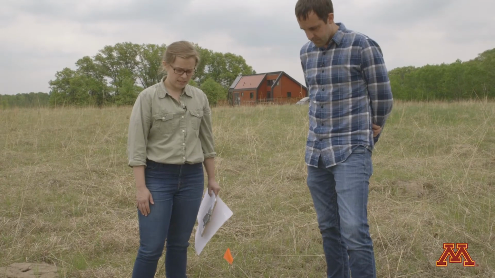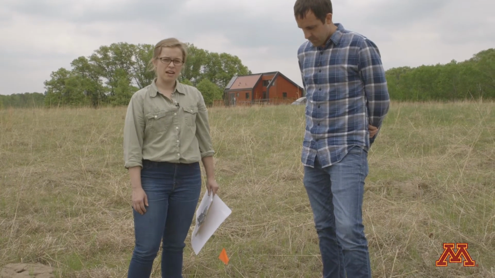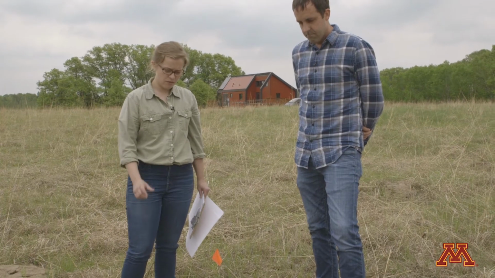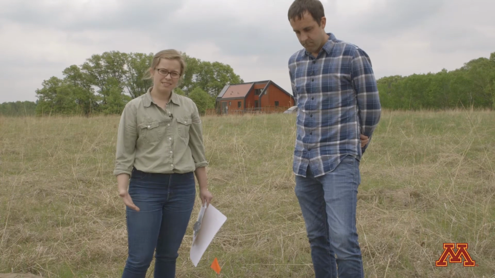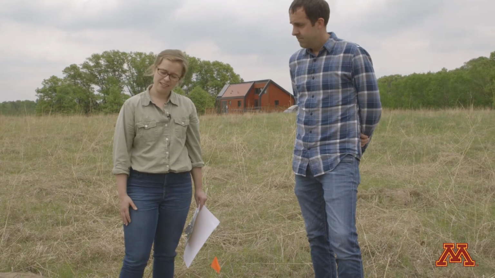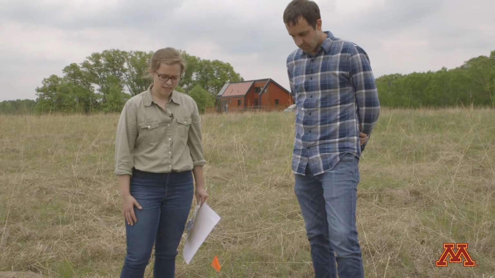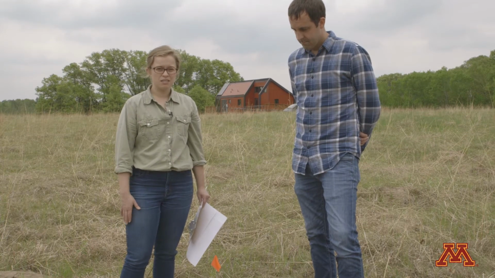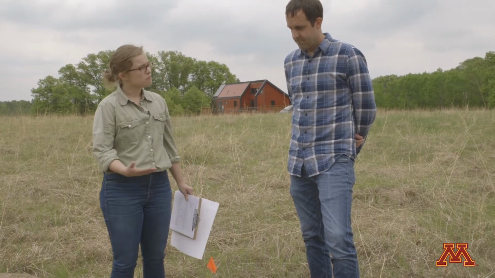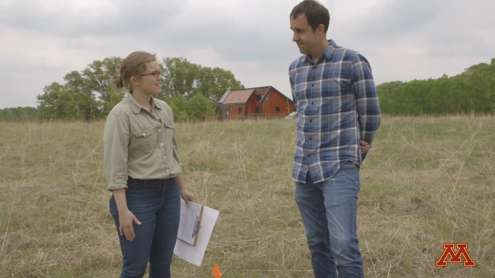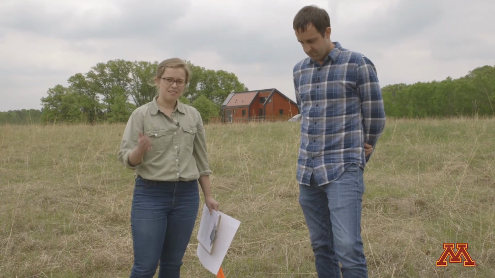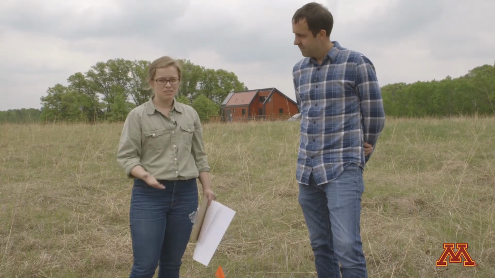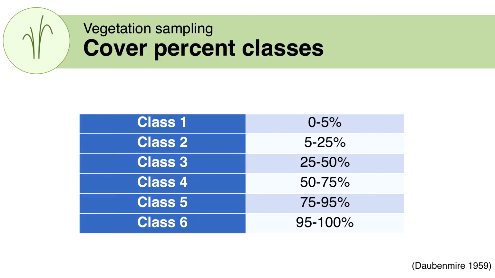Another thing that we'll be doing is we're going to be using cover classes for our estimates. So instead of estimating to the percentage point, we're going to be using these classes called Daubenmire classes. And the idea behind that is it's shown that it can be very hard to differentiate, say, 50 and 51%, or 70% and 71%. But at the small end and the high end, it can be easier to tell apart those differences. So the classes, which you'll have noted, there's 6 of them.